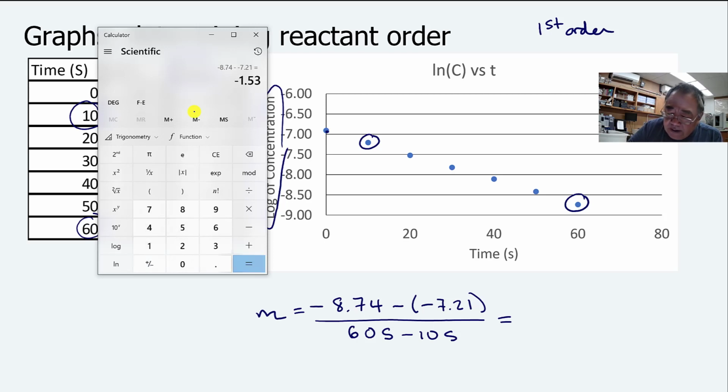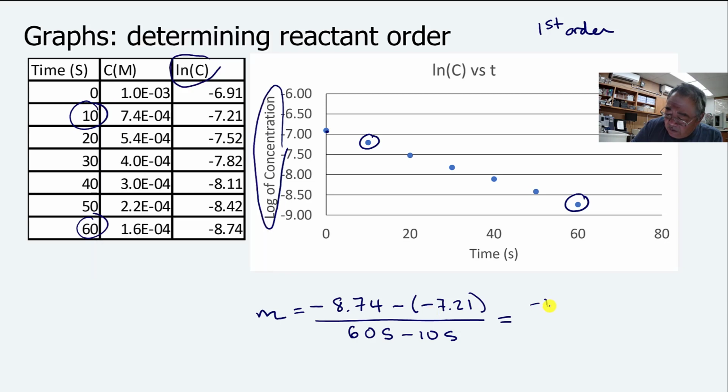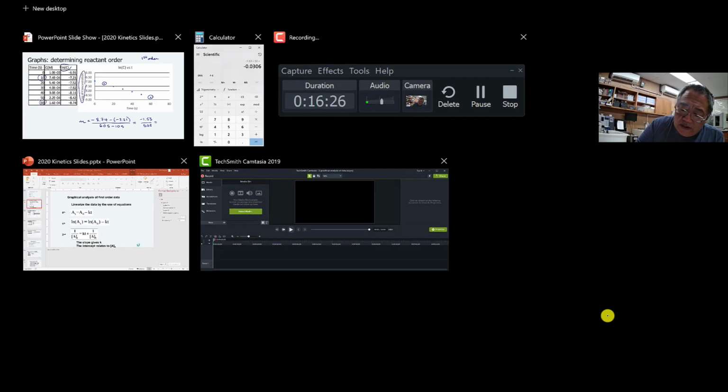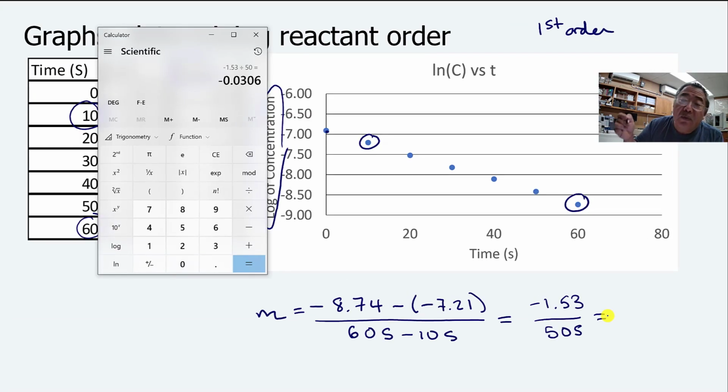Yeah. And that's going to be negative 1.53, and this will be 50 at the bottom, so divided by 50. So this is negative 1.53 divided by 50 seconds, and that comes out to negative 0.0306.